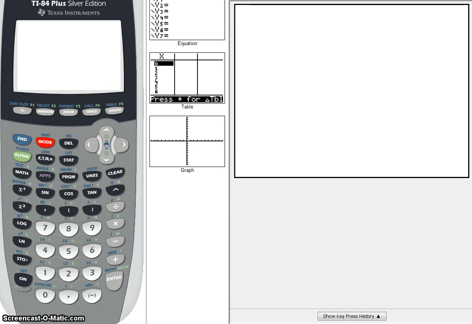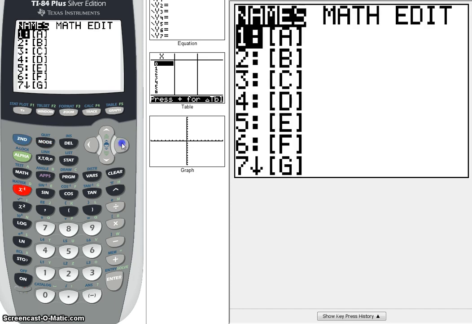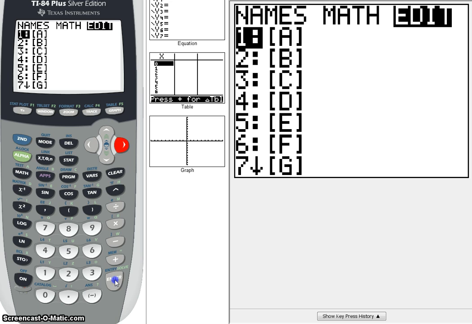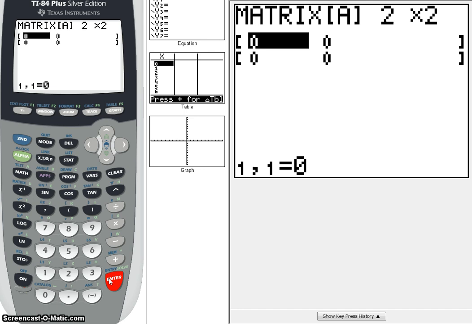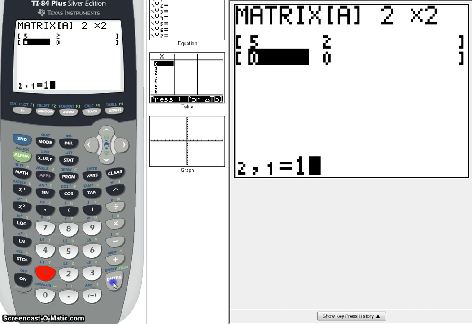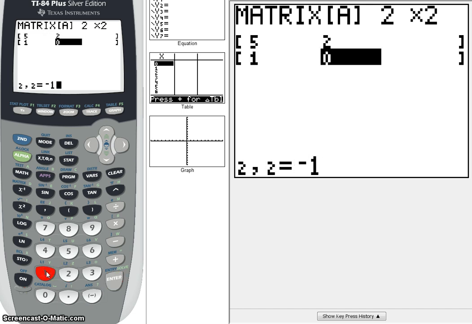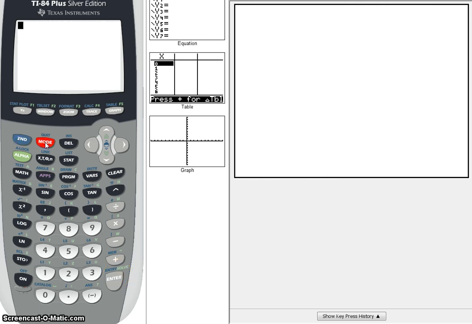All right. So we'll start with going into our matrix function. We're going into edit. And we want to put into A our 2 by 2 matrix. So I'm going to do that. I'm putting in the matrix 5, 2, 1, negative 1. And then the one thing we have to remember to do after we've done all that is to quit out. And that's the one thing that students usually forget to do.